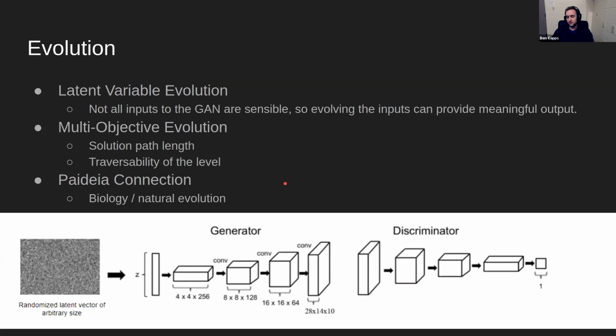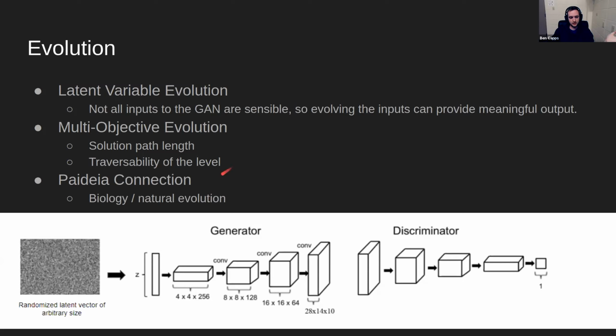So we use latent variable evolution. Originally this latent variable is randomized. If we tweak certain numbers of this latent vector, we can get a different kind of level. We can tweak the elements of the level a bit. And so we use latent variable evolution to maximize the solution path length and the traversability of the level. So in other words, how long do you have to traverse before you can actually reach the end of the level, and how much of the level can you traverse, can you get to?